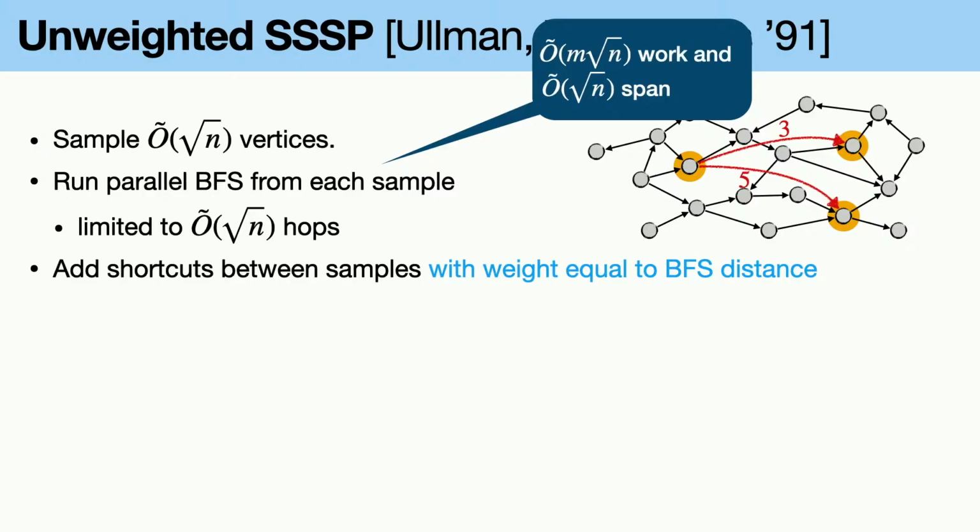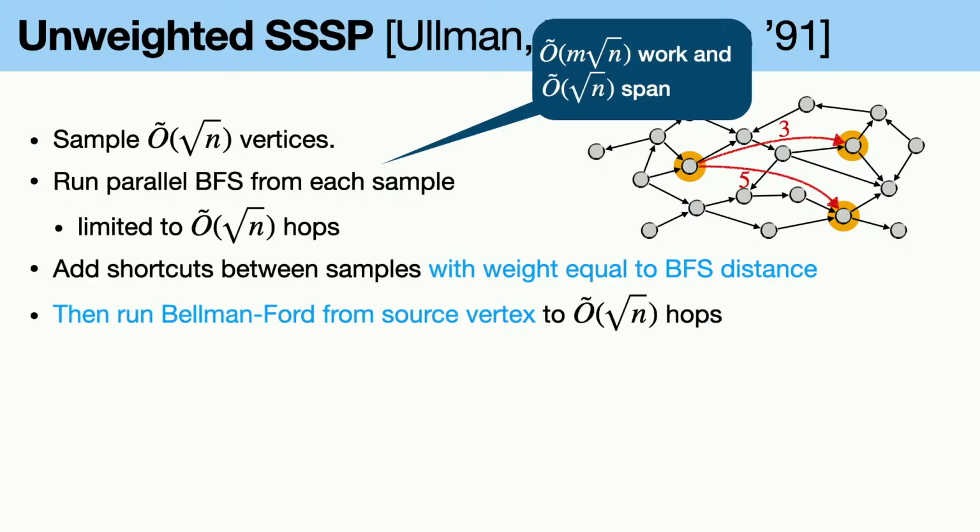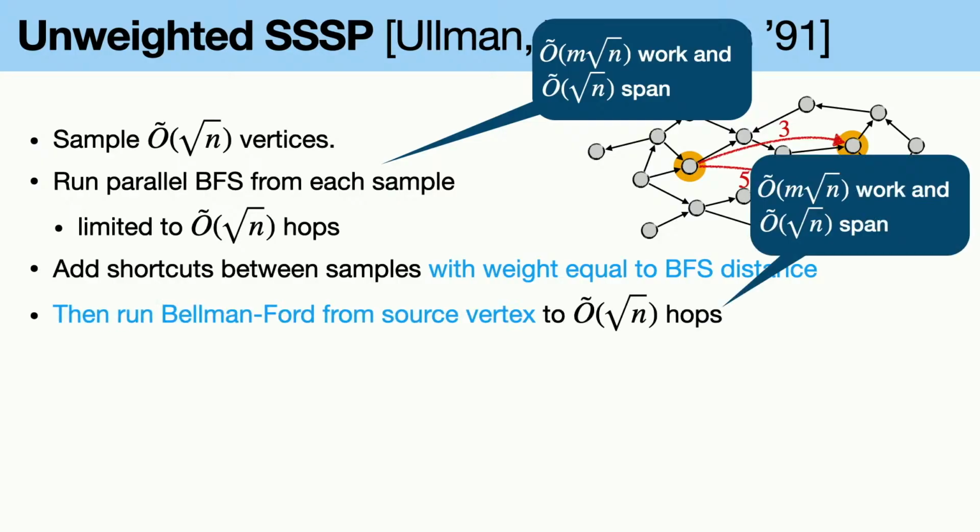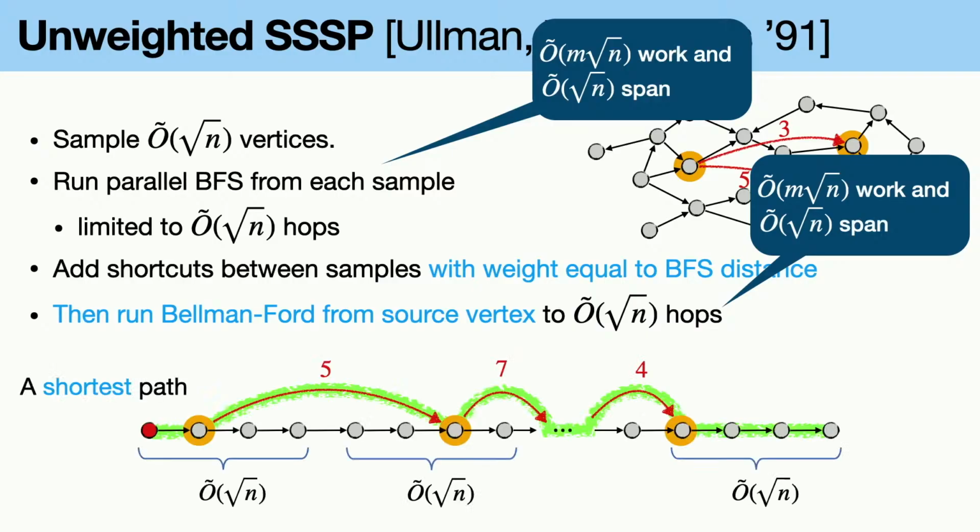Oh, sorry, I'll say that was the work and span for Ullman-Yannakakis. It's already really high, right? Really high work. So now we can afford to run Bellman-Ford, limited to square root of n hops, which is going to have the same work and span. OK, so thinking about this again, we have the same argument on the path length, except now we're thinking about a shortest path. We now have weighted edges, so we have to run Bellman-Ford instead of breadth first search. But we only have square root of n hops along the path, so we're good.